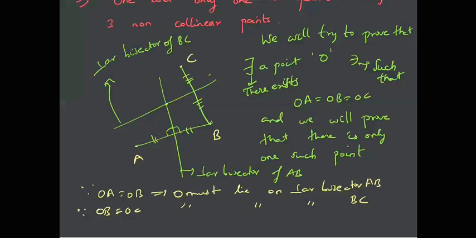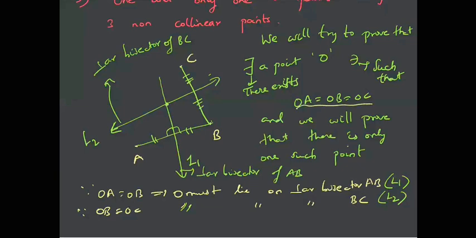So say this is line L1 and this is line L2. Fine. So since OA is equal to OB, O must lie on L1, and since OB is equal to OC, O must lie on L2. Now O must lie on both L1 and L2, and we know that two lines can intersect at a maximum of one point. So since the lines can intersect at only one point, there exists exactly one point such that OA is equal to OB is equal to OC.